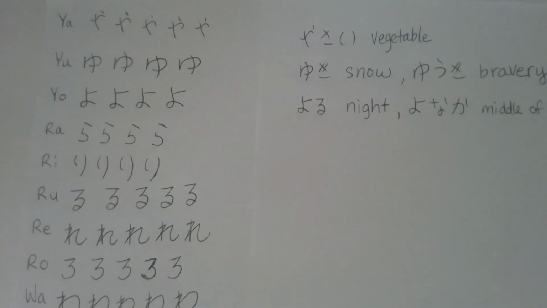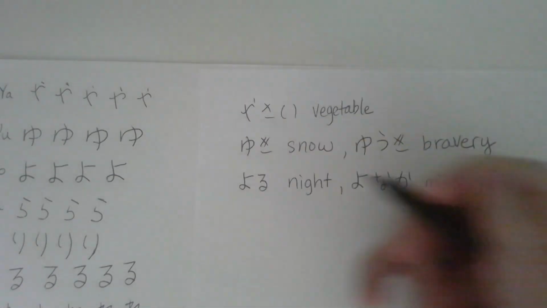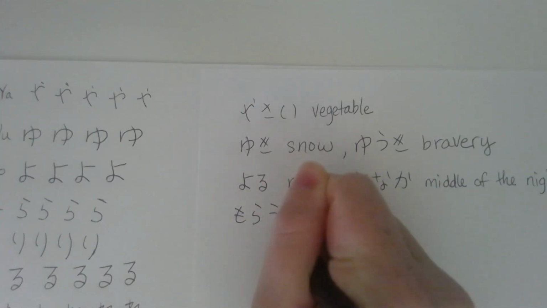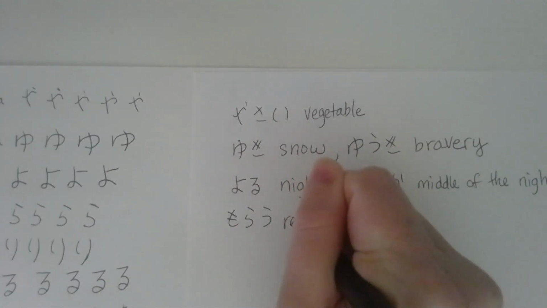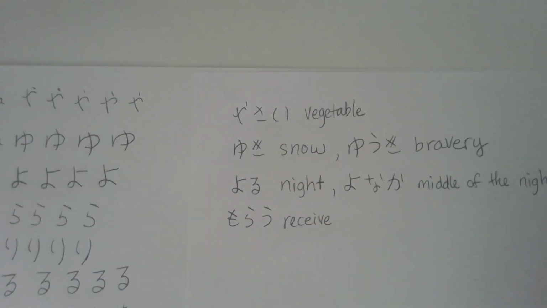For ra, we can try morau, which means to receive. Morau. For example, ringo o morau. Ringo o moraimashita. I received an apple.